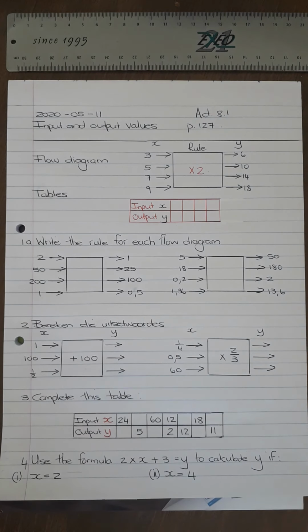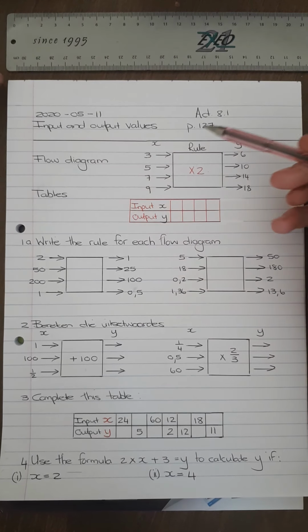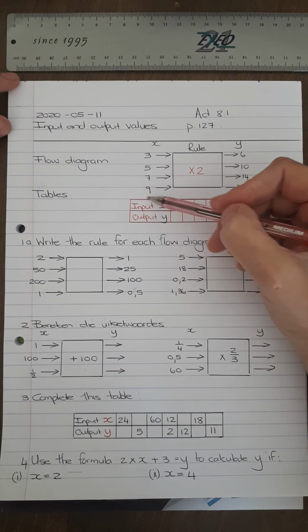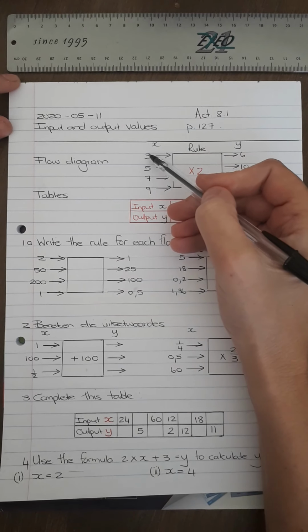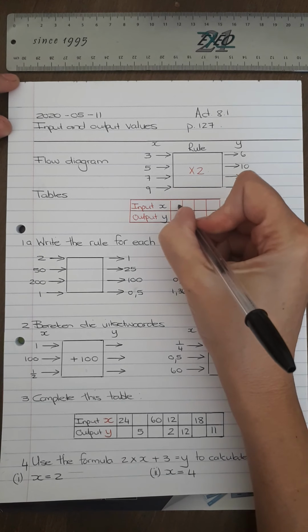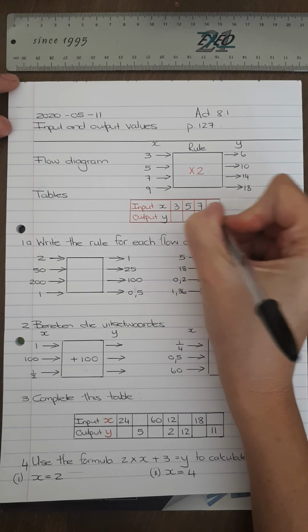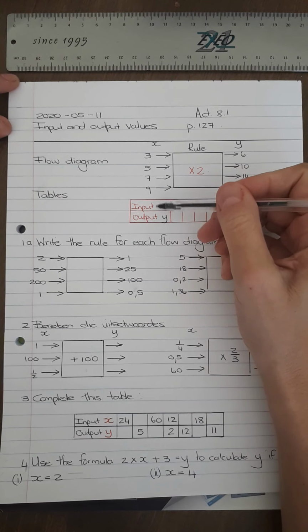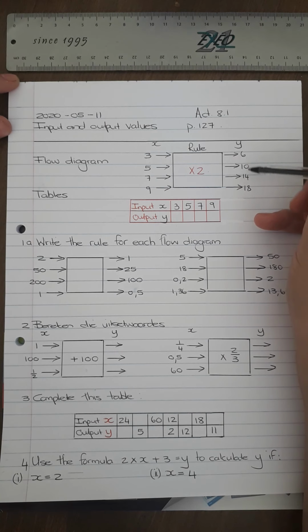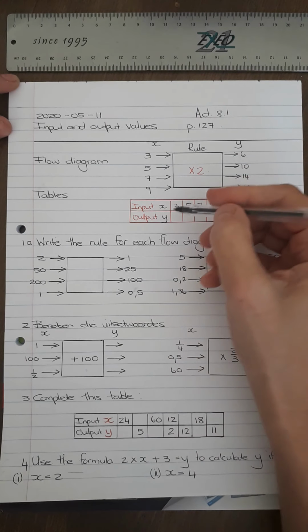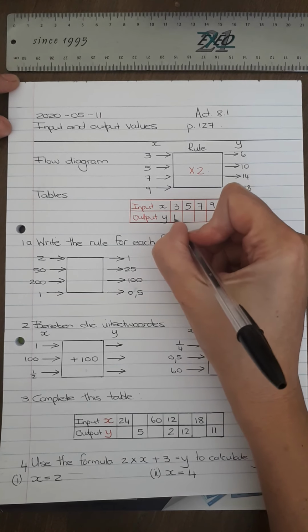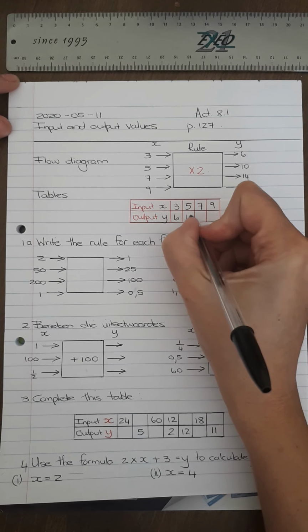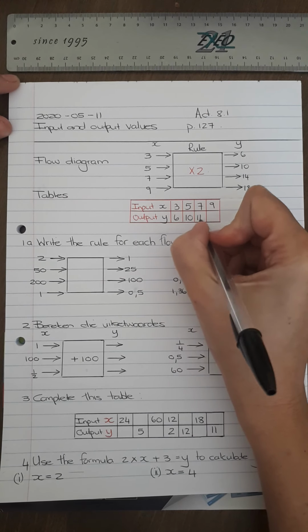Now, tables. If I want to convert a flow diagram to a table, I take all of my x values and I just arrange them in the top row. So that will be my x values 3, 5, 7, 9, and my y values, the output values 6, 10, 14, 18, will go at the bottom, and that will correspond with the one at the top. So 3 to 6, 5 to 10, 7 to 14, and 9 to 18.